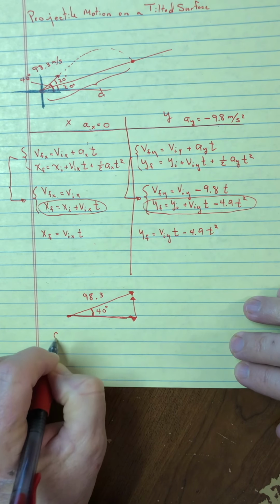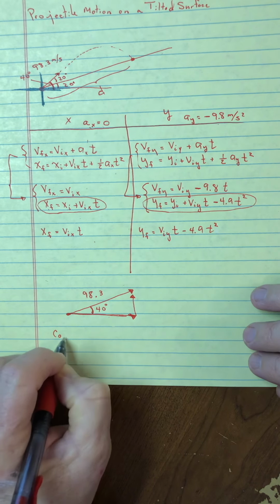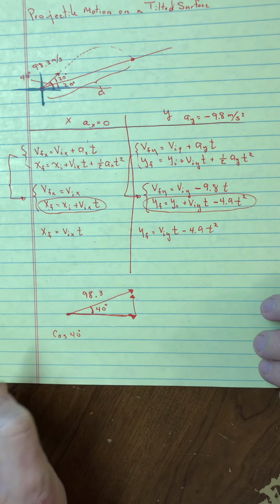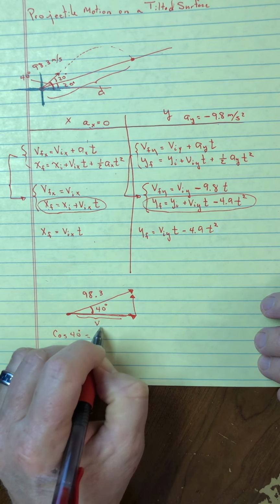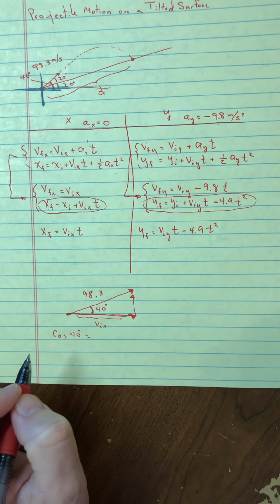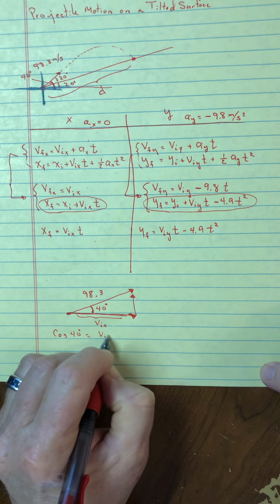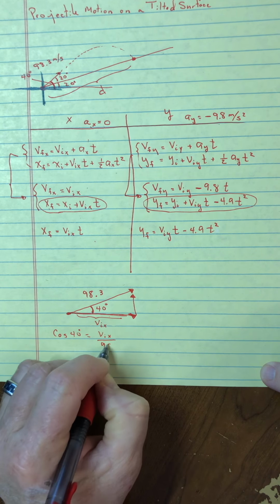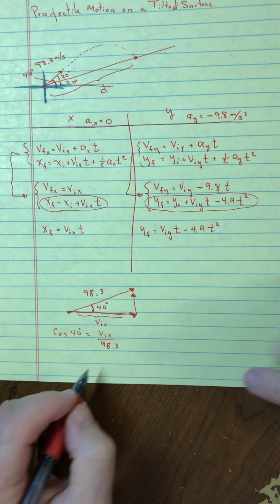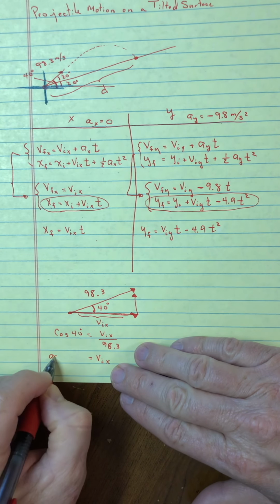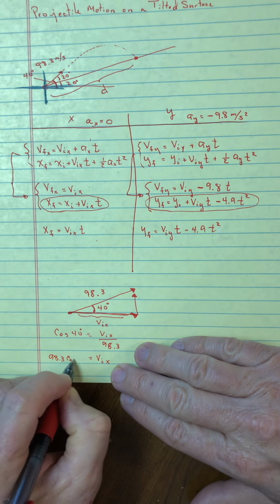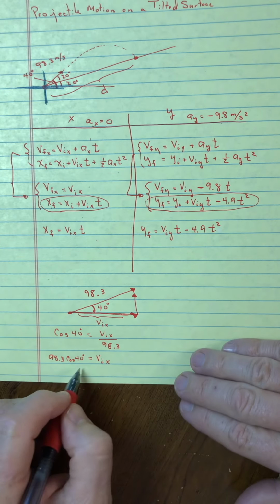And that's where we can write down the cosine of 40 degrees. Because it would be this adjacent piece, which I would call the initial velocity in the x. So it would be initial velocity x over the 98.3. So the initial velocity in the x would be 98.3 times cosine of 40 degrees.